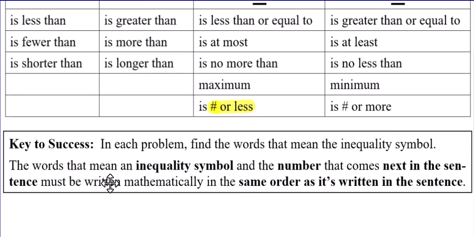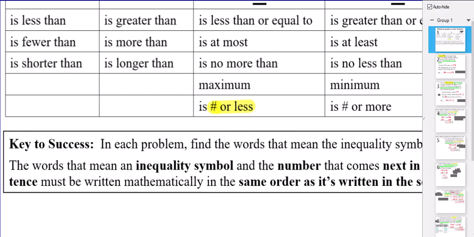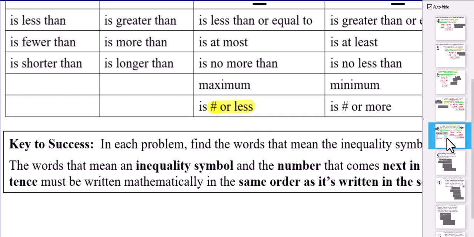I want to remind you here about the key to success. In every word problem, you have to find the words that mean the inequality symbol. And once you do, the words that mean the inequality symbol and the number that comes next in the sentence, that part must be written mathematically in the same order as it's written in the sentence. So let's use that for some of the problems we're going to be looking at today.